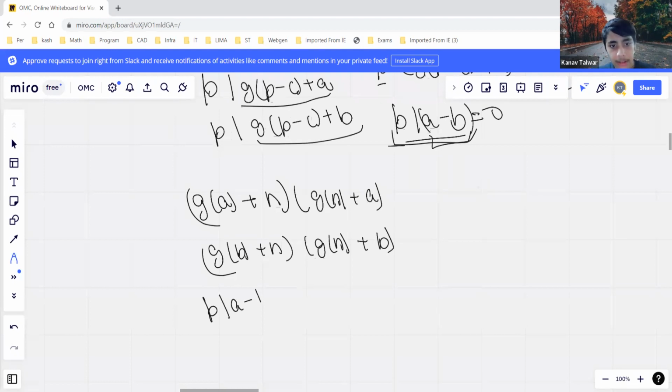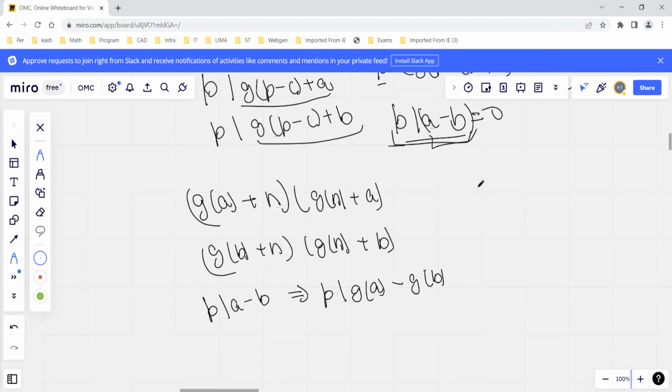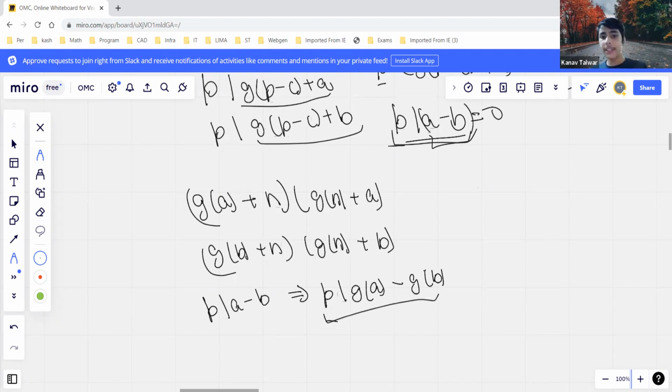Very good. So you want to prove that if P divides A minus B, this implies P divides G of A minus G of B. How? Can you just explain this? Actually, it was just an idea. Okay, very good. This idea is all very good. Try to do the reverse of it. Try to prove if P divides G of A minus G of B, this actually implies P divides A minus B. You can just prove the reverse of it.